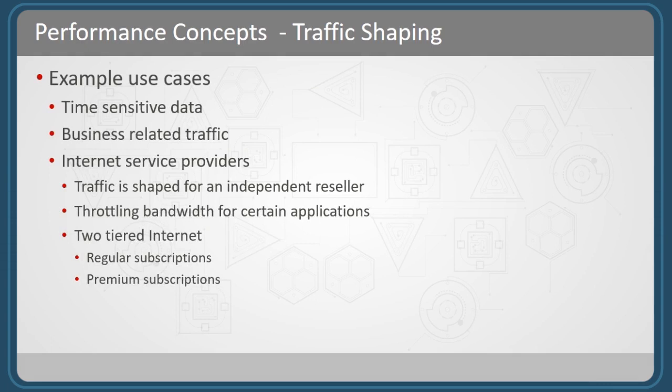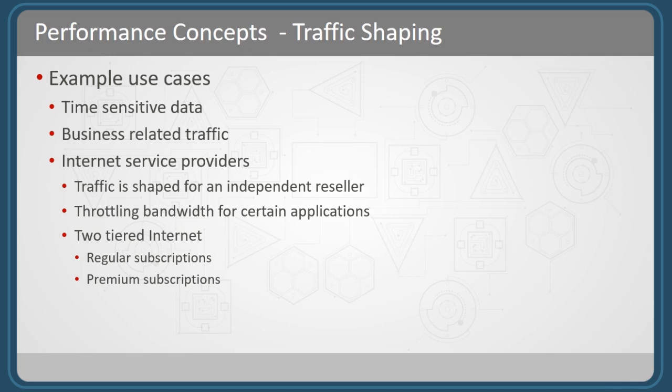So some other examples, really, when it comes to any time-sensitive data, that might be considered a little higher priority. Another example might be voice over IP systems. Any business-related traffic that is simply deemed to be a little more important than anything else. It is more important for me to post this file to my web server than it is to submit a print job, things like that. And internet service providers might use this, particularly if the traffic is being shaped for an independent reseller, someone who is reselling their service for a specific purpose.